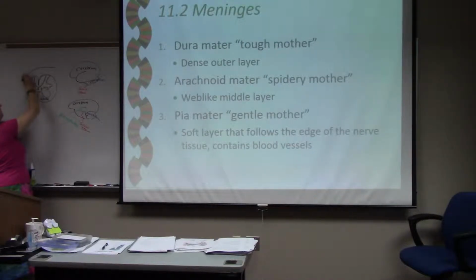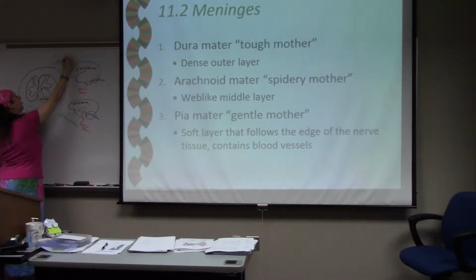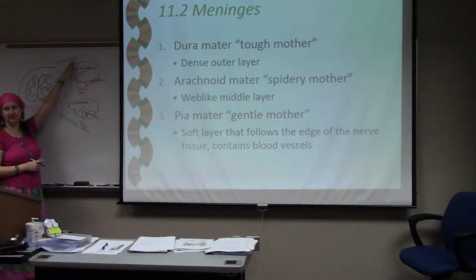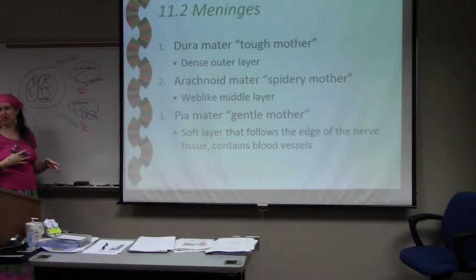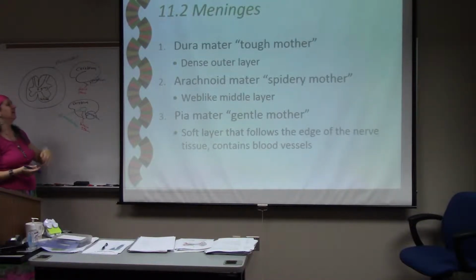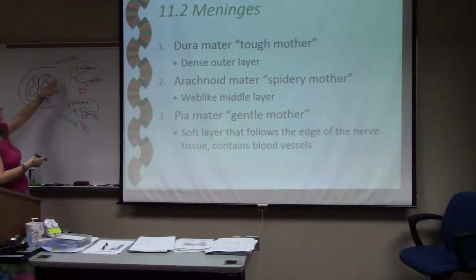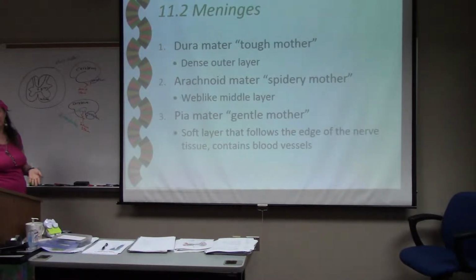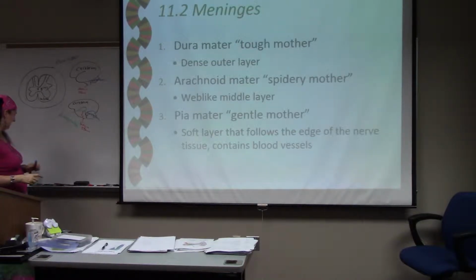The outermost layer of the meninges is the dura mater. Notice this is with only one T. It means mother rather than stuff, like gray matter and white matter have the two T's. Dura means tough. This is a dense outer layer that resists puncture and also helps hold the brain and spinal cord against the bones around it.